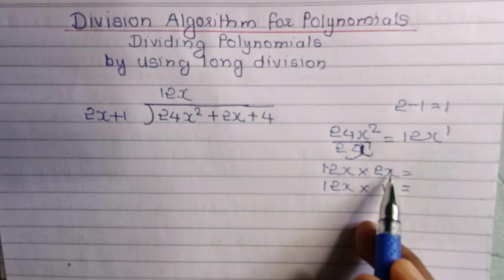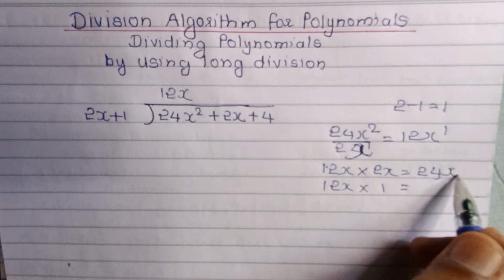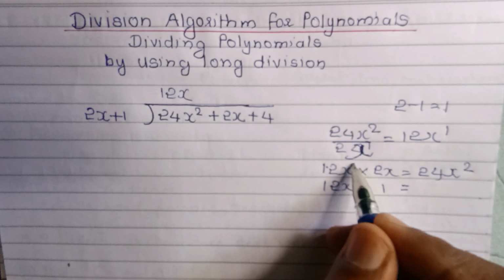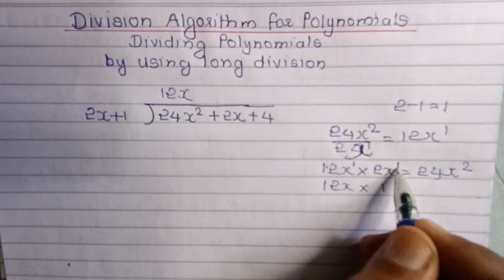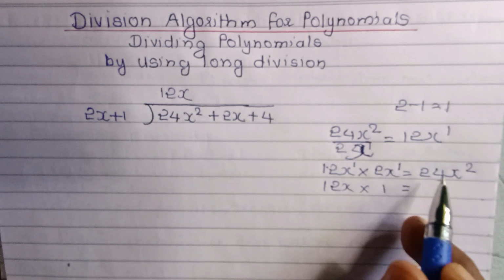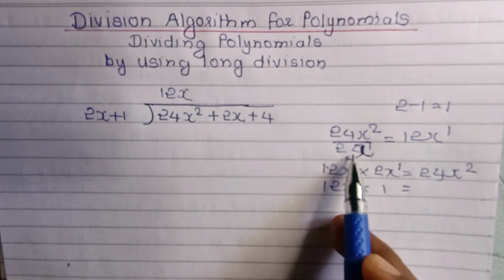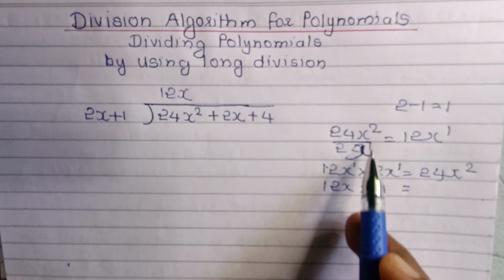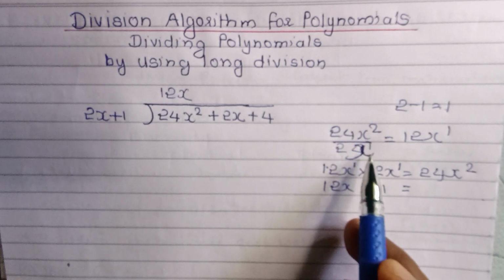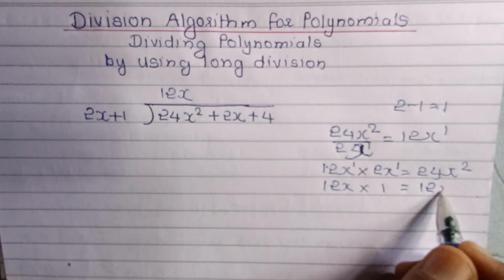12 into 2 is 24 and x into x is x raised to the power 2. Here the degree is 1, here also degree 1. When you are multiplying the terms, you have to add the degrees, so 1 plus 1 is 2. When you divide these terms, you have to subtract the degrees of the variable. Then 12x into 1 is 12x.